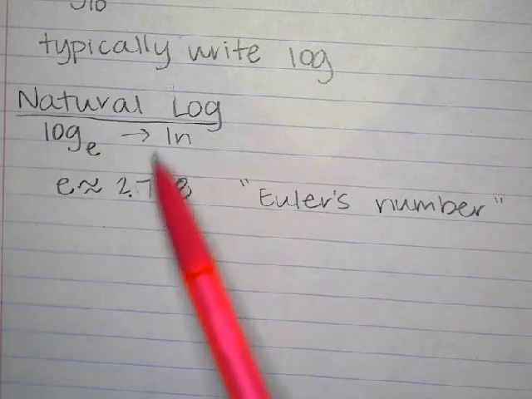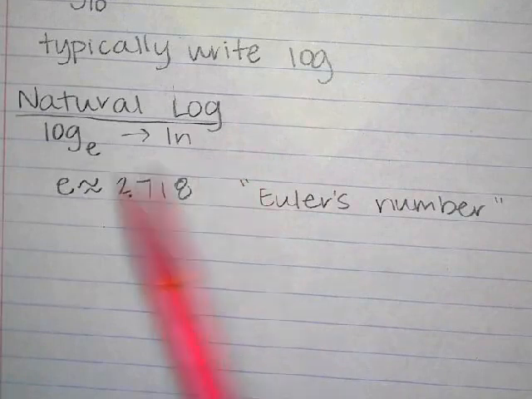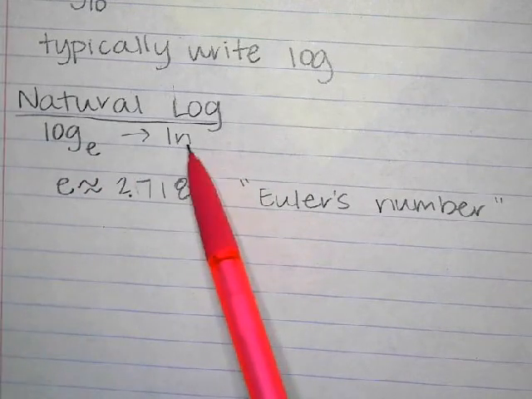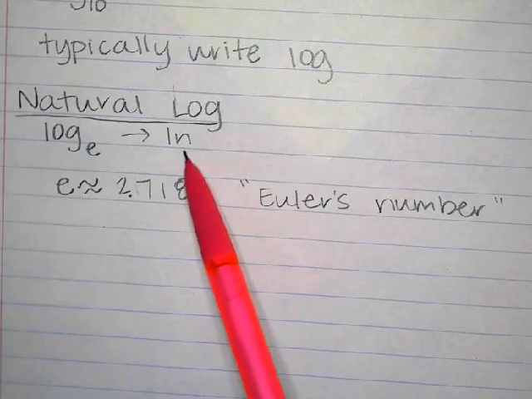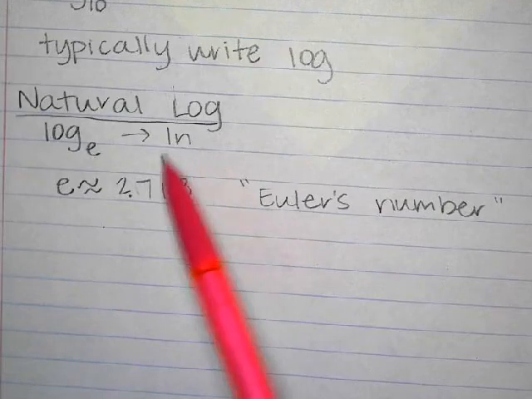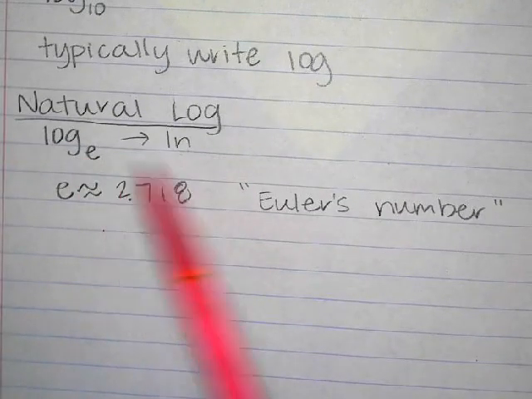So now, because the base is hidden inside LN, it is always beneficial to remember that it's an E. You will never see this as log base E. You will always see it as LN, but you have to remember that the E is inside there because it makes the problems easier if you remember that.